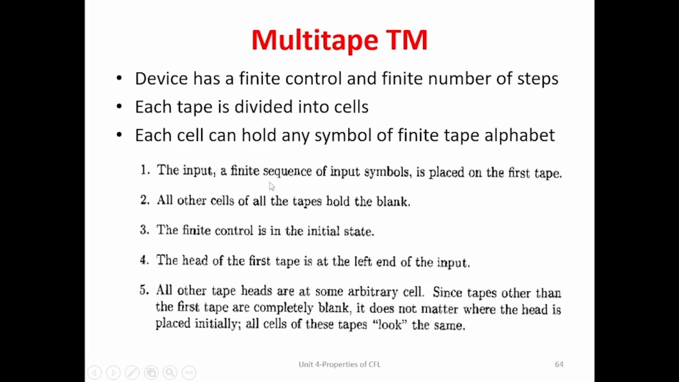The input contains a finite sequence of symbols, and each cell contains different symbols. In the first tape we can store a sequence of input symbols. Other cells can hold a blank space or some state. Initially the finite state control points to the starting symbol of the input tape with an initial state. So the head of the first tape is at the left end of the input, that means the first symbol of the input. All other tape heads can move to an arbitrary cell.